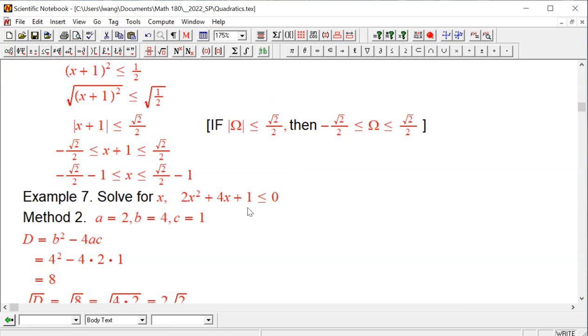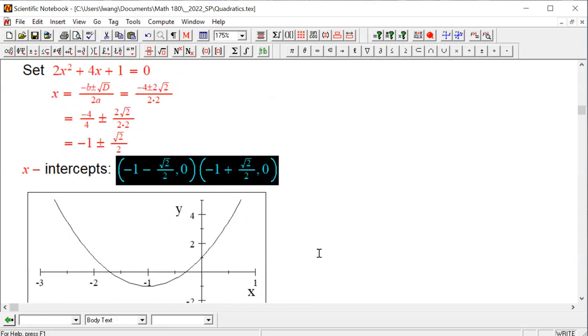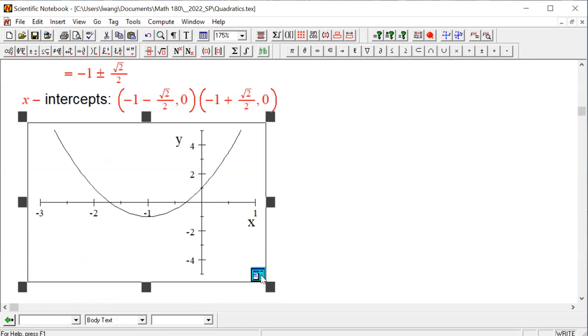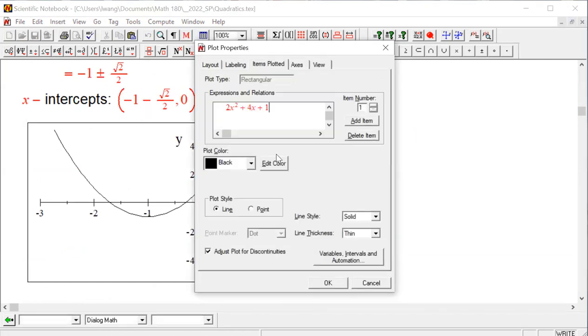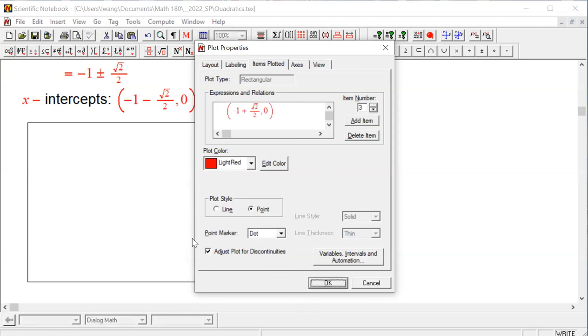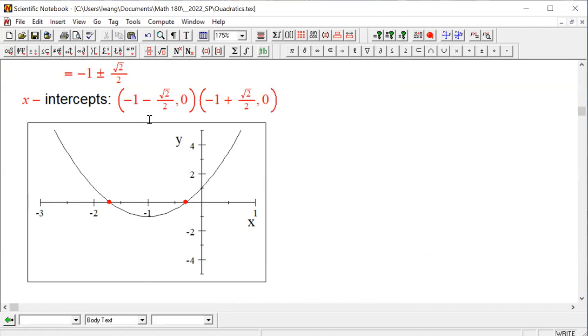And we want the function to be less than or equal to 0, right? So now we can just put the points on the graph. I'm going to put that red. Do you think it should be a dot or a circle? Dot. Why dot? Because less than or equal to 0.